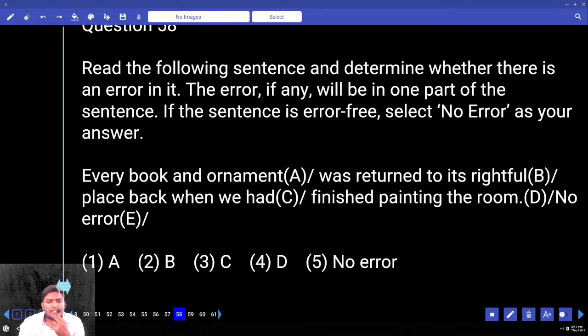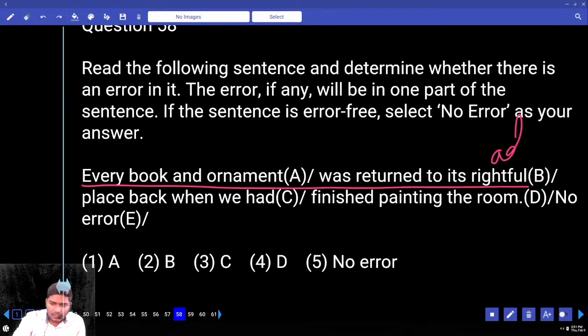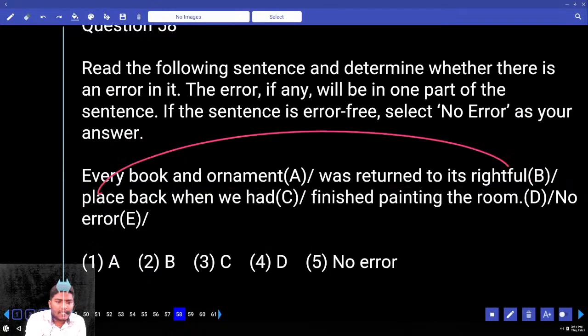Every book and ornament was returned to its rightful place when we had finished painting the room. Back when we had finished painting the room. I think we can go with the redundant. Why can't we go with the redundant in this? Let me check again. Every book and ornament was returned to its rightful, adjective, rightful place. It is not placed back. Okay, that's where we missed it. So rightful place back when we had finished painting the room.